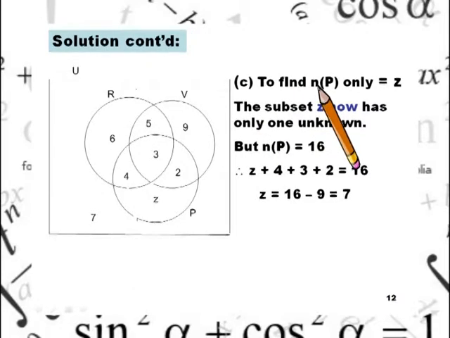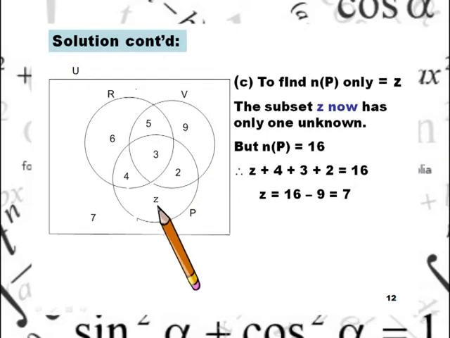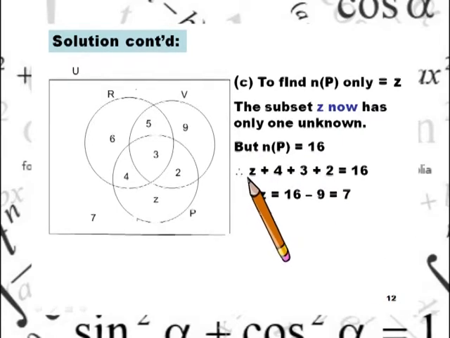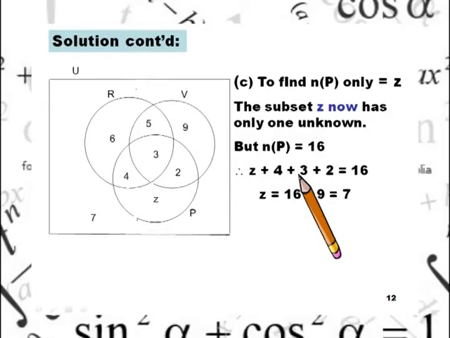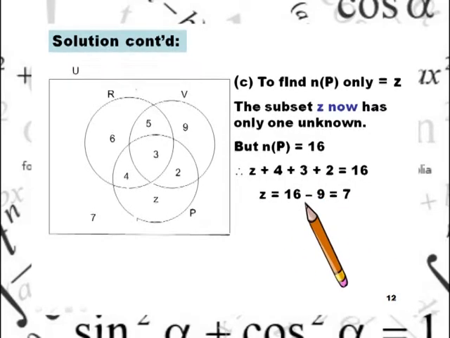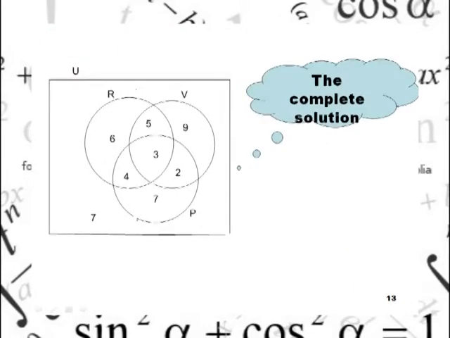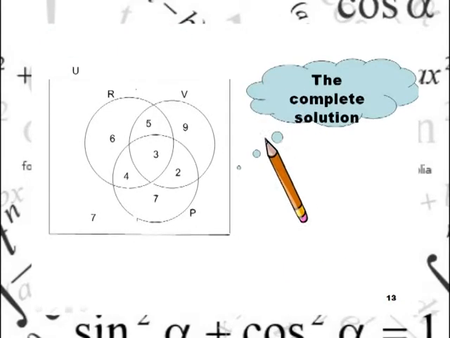C. To find the number of elements in P only, which is equal to Z, the subset Z now has only one unknown, but the number in P is equal to 16. Therefore, Z plus 4 plus 3 plus 2 equals 16. Z is equal to 16 take 9, which is equal to 7. The complete solution.